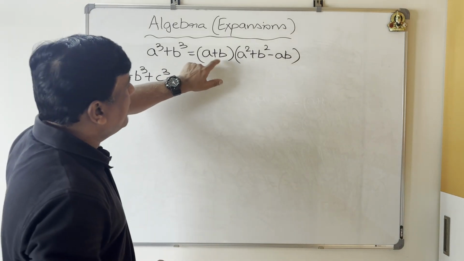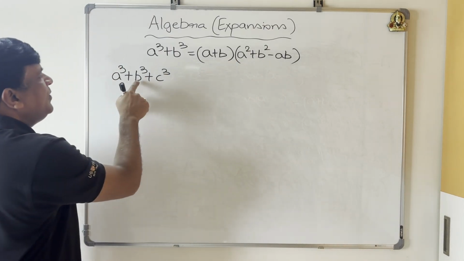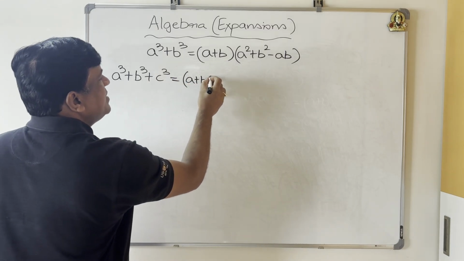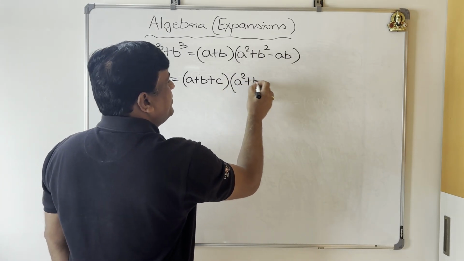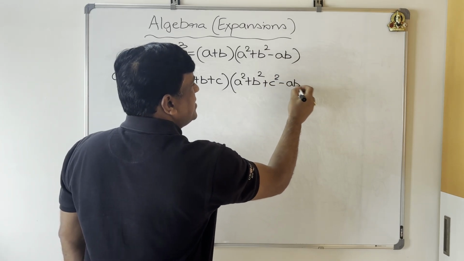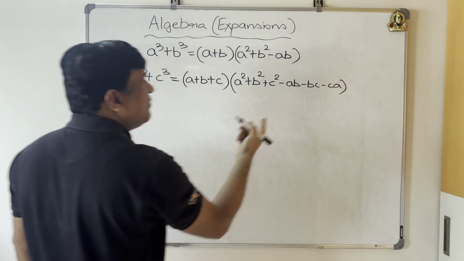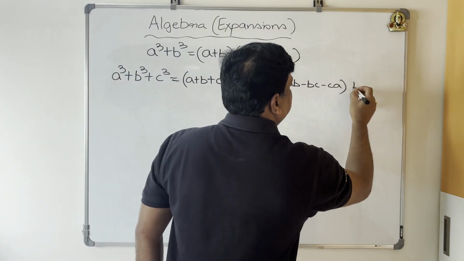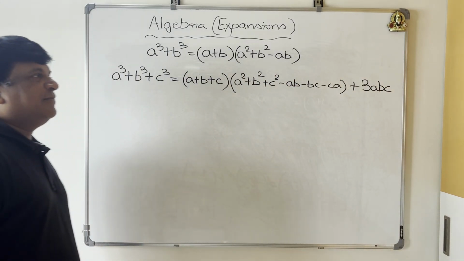So what I'm going to do is use the same thing and put the formula for this one. Look at it. a cube plus b cube plus c cube is nothing but a plus b plus c times a square plus b square plus c square minus ab minus bc minus ca, and there is one more additional term to this, which is plus 3abc. Remember this always.